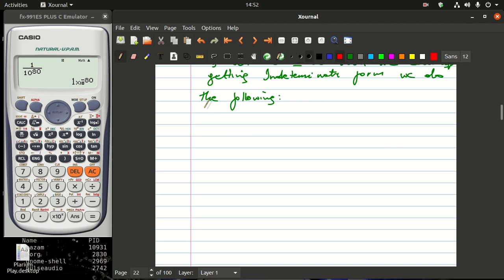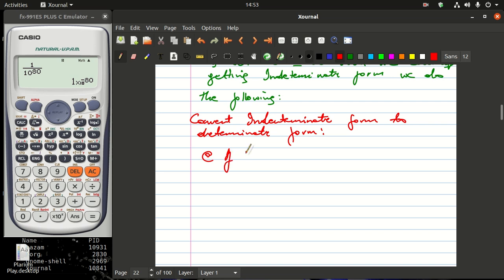Your main goal here is convert indeterminate form to determinate form. So that's the main goal that you want to do. You want to convert indeterminate form to determinate form. So the first way to do this is, if f is a rational function, take note that a rational function is when you have a polynomial over a polynomial.